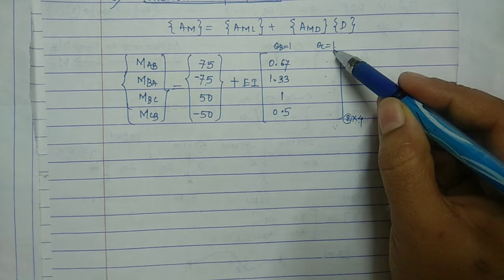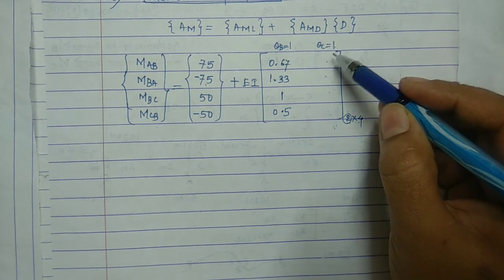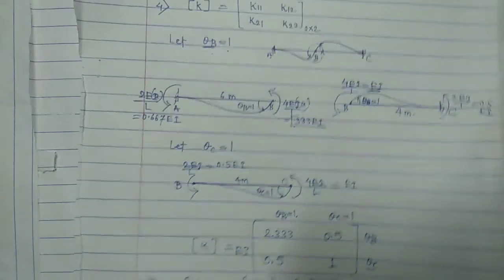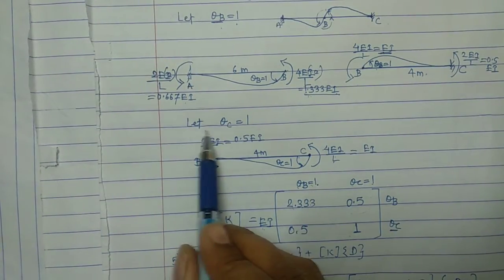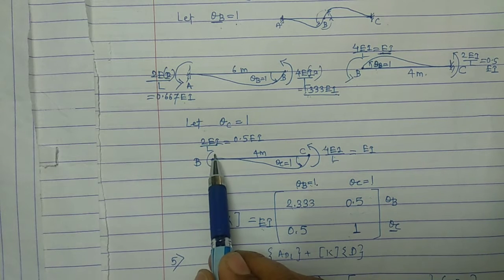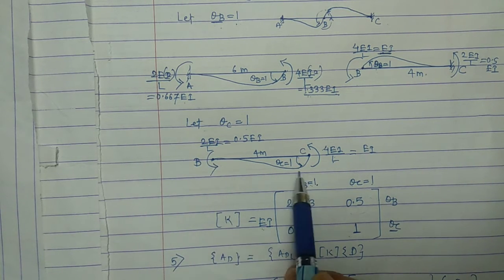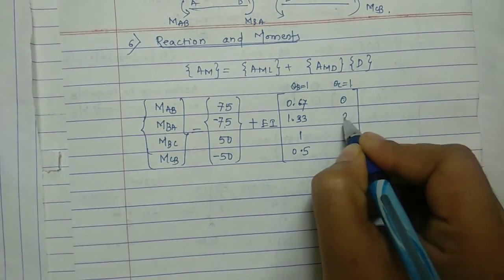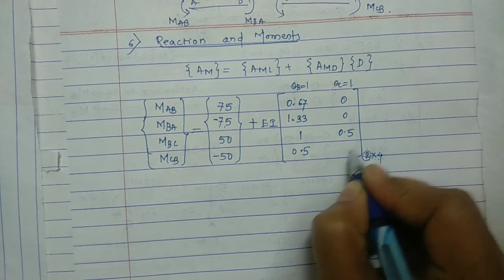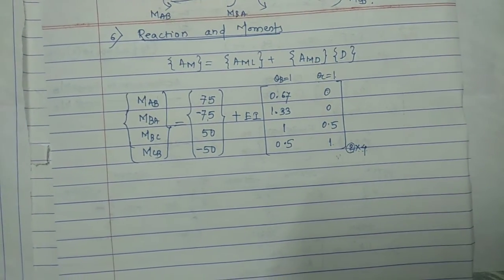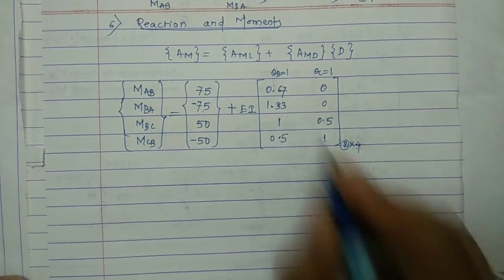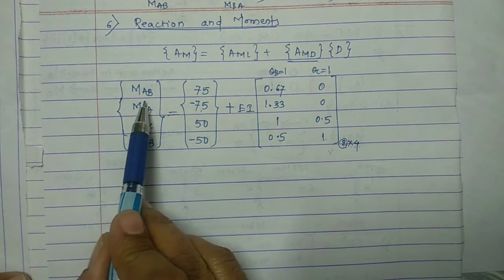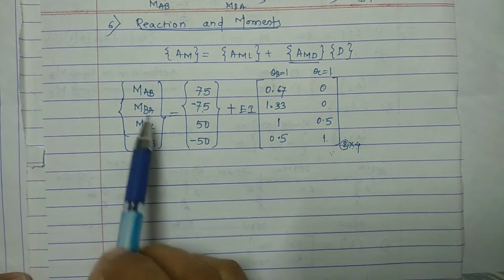So when theta C equal to 1, that time only one member is drawn here. When theta C equal to 1, only one member, so only 2 moments are there, BC and CD. Okay, AB and BA moment will be 0. So write down here 0, 0, 0.5 and 1. Okay, so this way this AMB matrix is written corresponding to these unknown degrees of freedom.